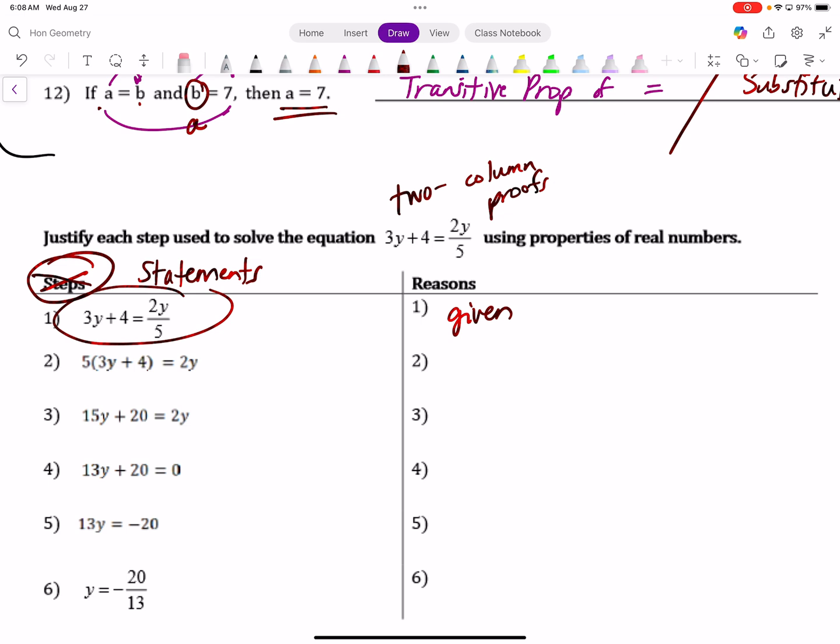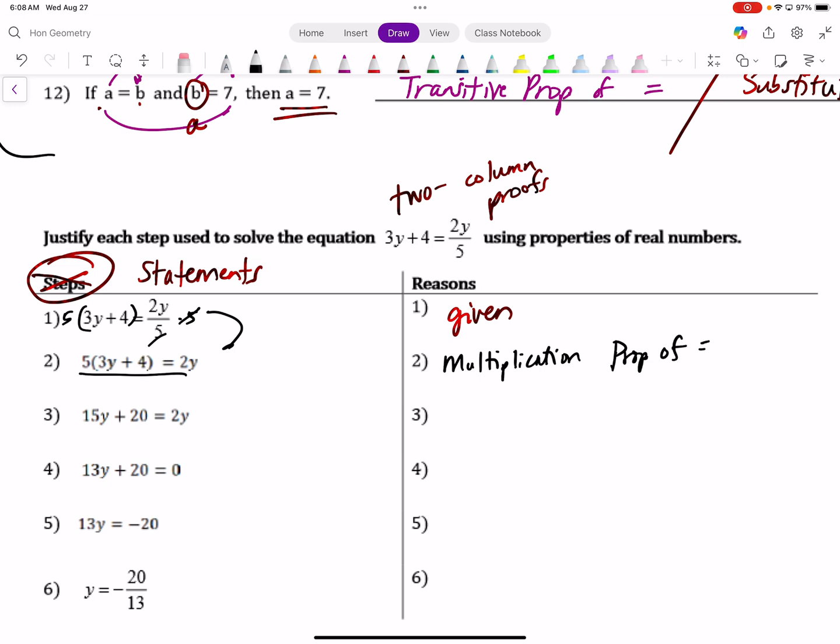So here's our given. So what did they do first? To get from this first line to this second line, oh, look, they're multiplying both sides times 5, and they got to here. Because then the 5's would have canceled. So that's the multiplication property of equality. All right? From that step, how did they get from here to here? Oh, they distributed. That's the distributive property.